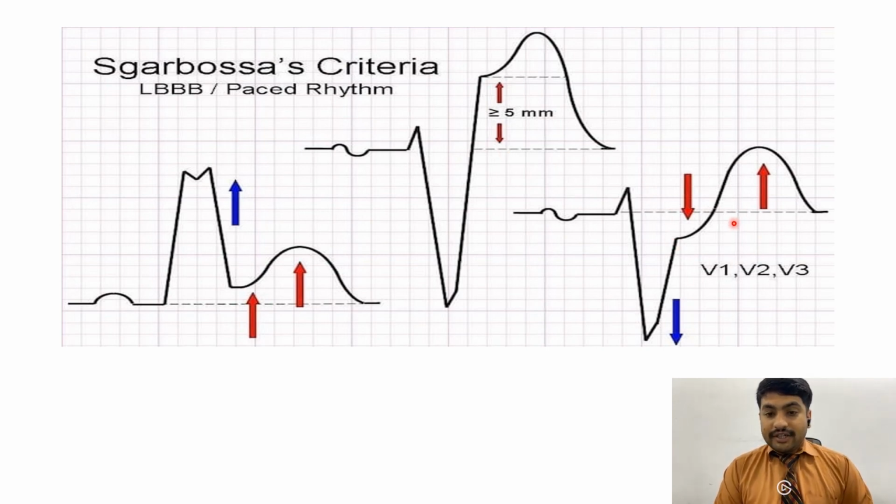Alright. Our third point was our concordant ST segment depression in the leads which have negative QRS complexes. For example, V1 to V3.